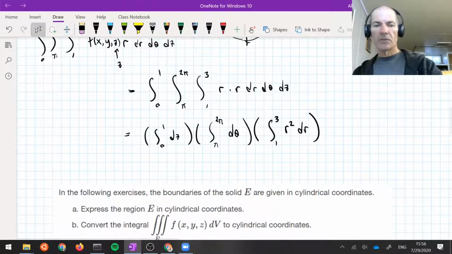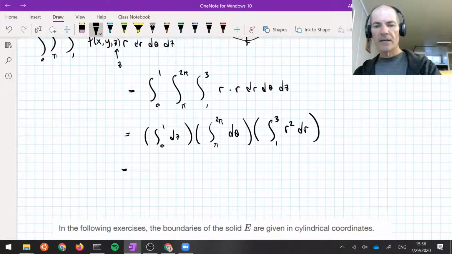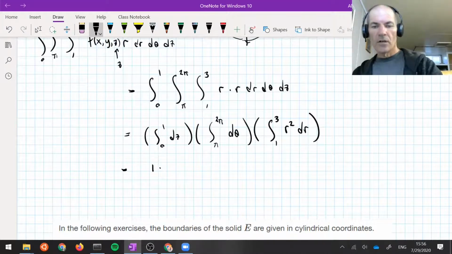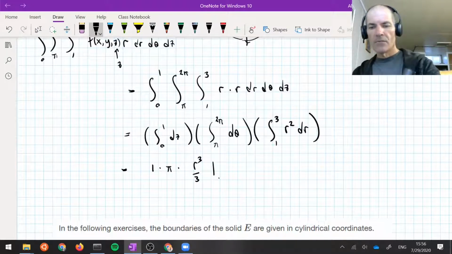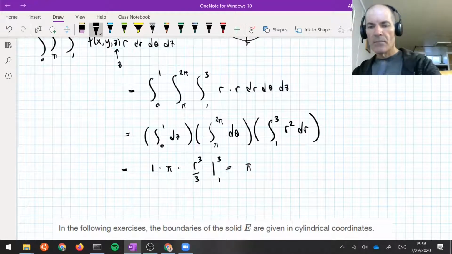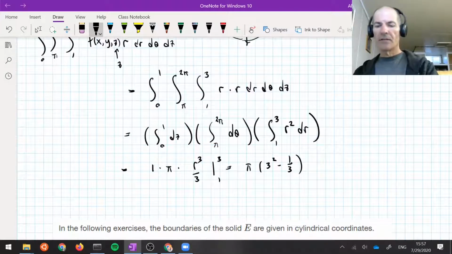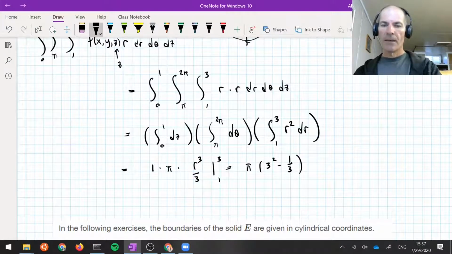And the only one of these three integrals that actually requires a serious amount of work is the third one. For example, the first one, if I integrate dz, I get 1 minus 0, which is just 1. If I integrate d theta, I get 2 pi minus pi, which is just pi. The last one, on the other hand, is r cubed over 3 from 1 to 3. That one we actually have to plug in 3, plug in 1, and subtract. Doing so, we get pi times 3 squared minus 1/3. Okay? How did I get 3 squared? Well, I had 3 cubed over 3, that's 3 squared, and then plug in 1, that's just 1 over 3. That's the final answer.